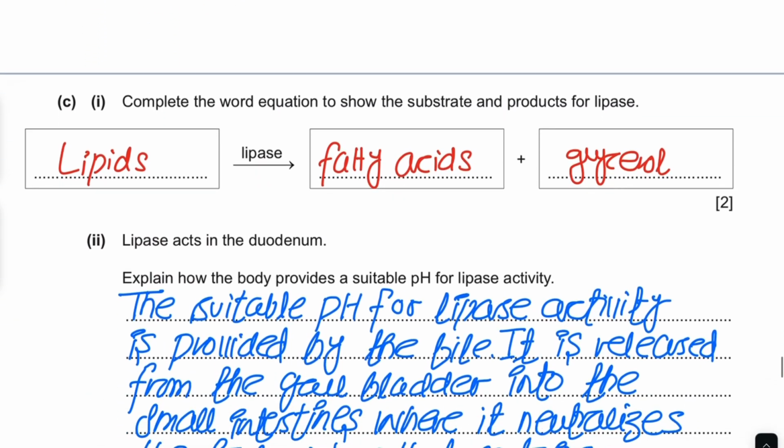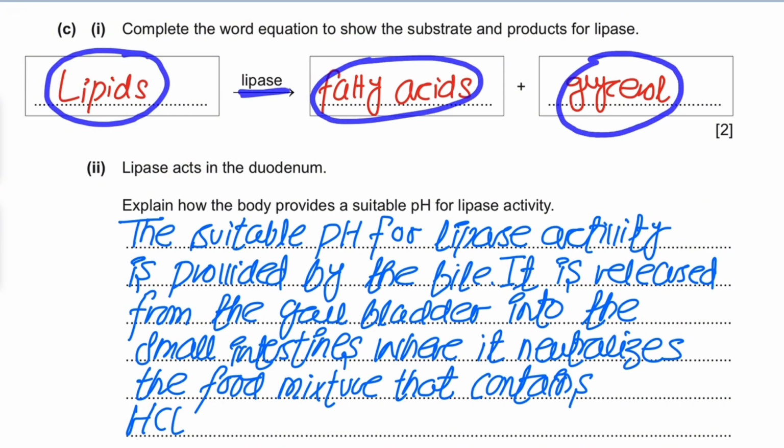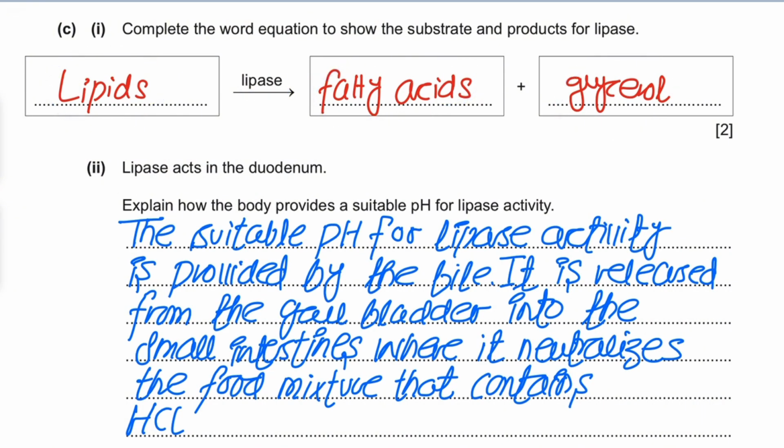Now moving onward to the first part for 2 marks, they gave you the name of the enzyme and left these boxes vacant. I know that lipase reacts on lipids and converts them into their respective fatty acids and glycerol. For 3 marks, they are telling you that lipase would act in the duodenum of the small intestine. Now, what they are asking further is that you are required to explain how the body provides a suitable pH for the lipase activity.